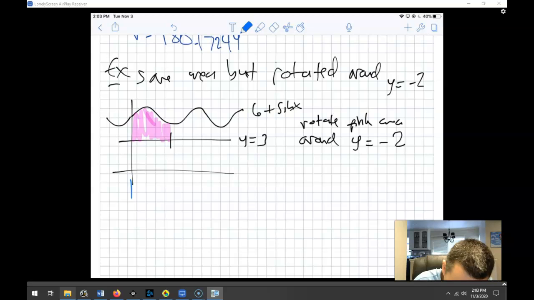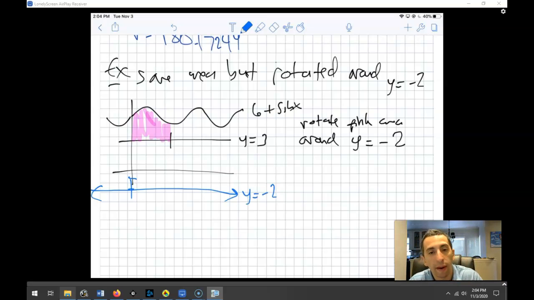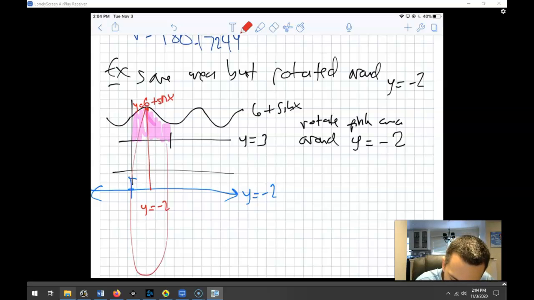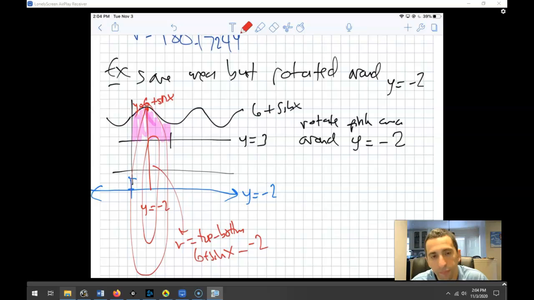Okay, so where's y equals -2? Again, let's draw this in blue. So y equals -2 is actually down here. So there's the line y equals -2. So now when we think about what our radii are, they've actually gotten longer, right? If we try to measure the distance from 6 plus sine of x down to y equals -2, that top minus bottom, that outer radius, that's going to give a massive outer radius. And then we have a little inner radius. But that outer radius there, that top minus bottom, is going to be 6 plus sine of x minus the -2.